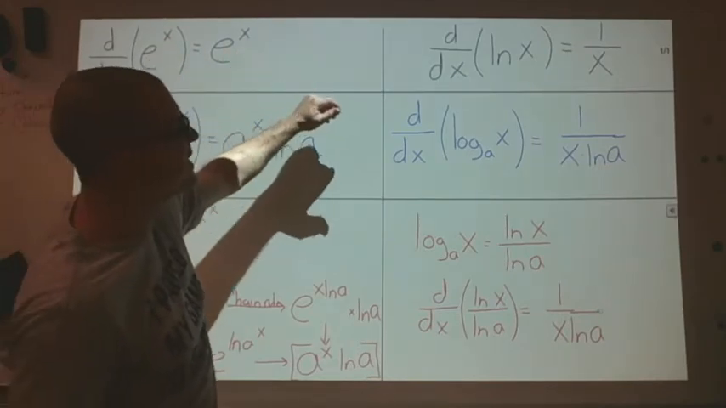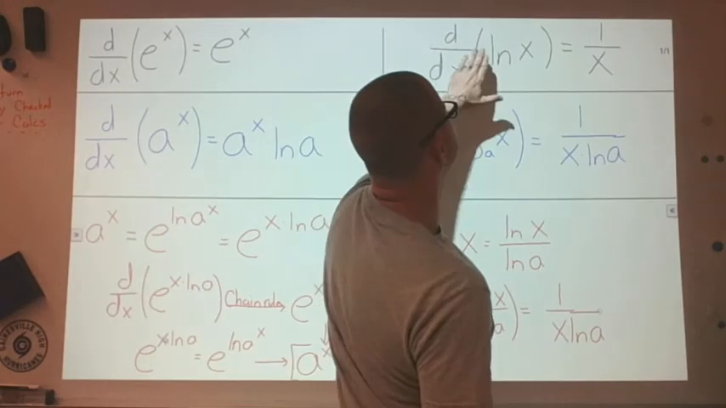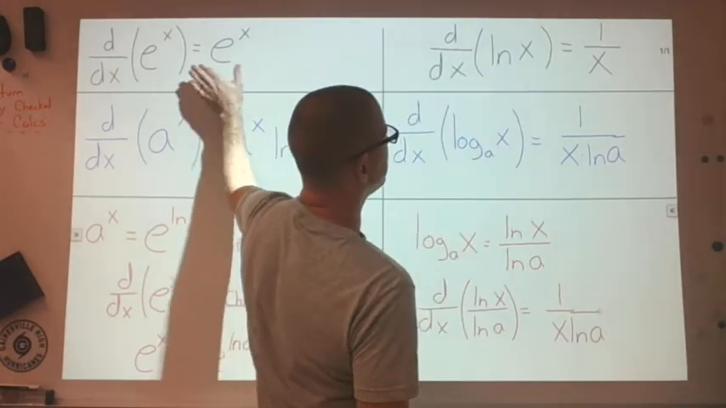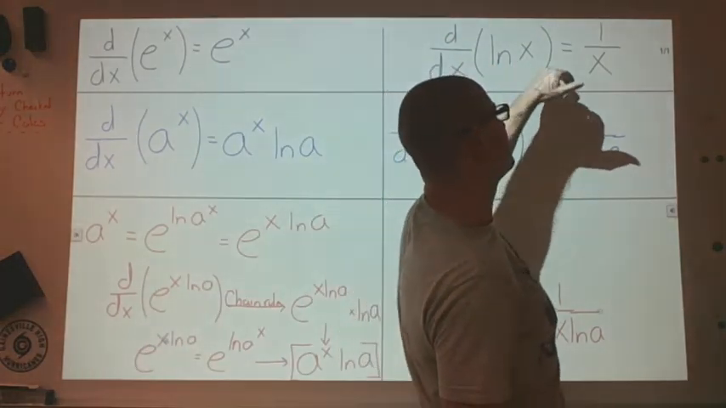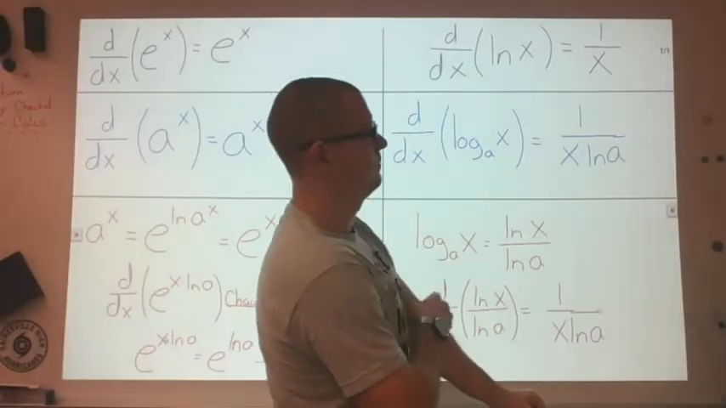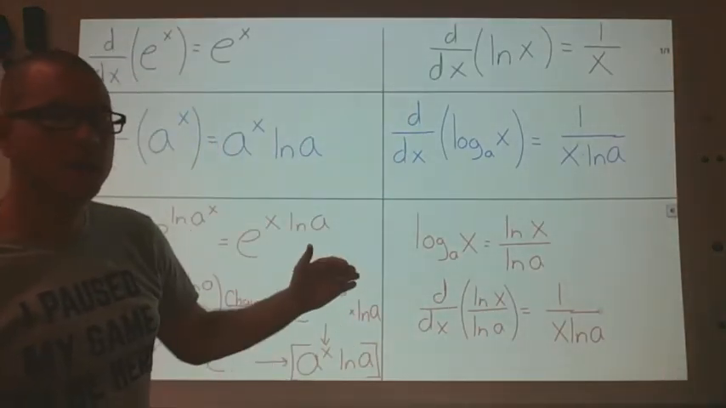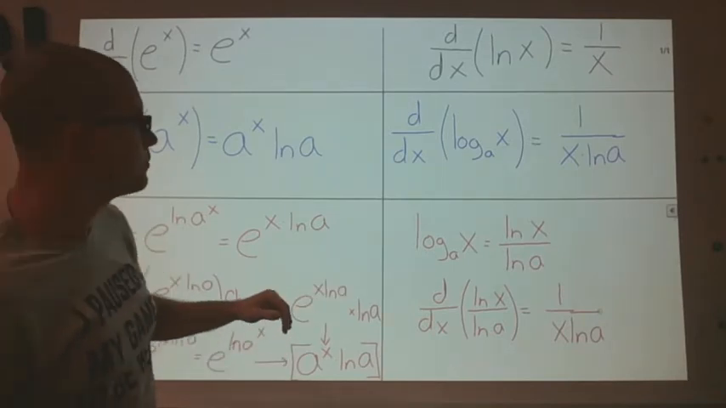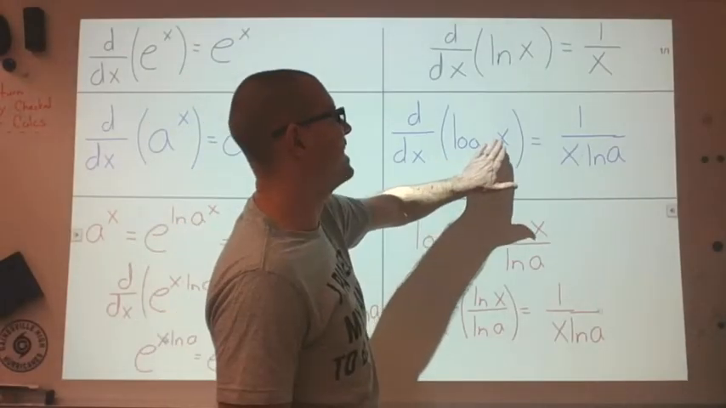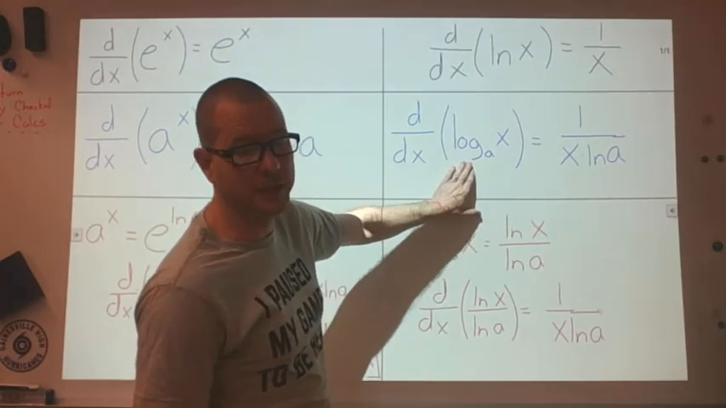So that's really easy to remember. The derivative of the natural log, log base e, of x is 1 over x. So those are some of our common derivatives. Okay. Then we're going to look down, and I'm going to start with the log base a of x, because it's got the simplest explanation.